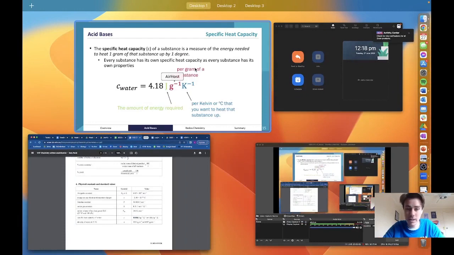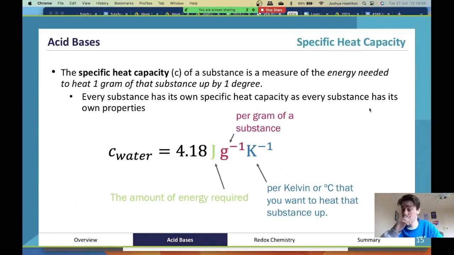You are provided the value in all year 12 exams, and you should be provided it in all year 11 exams. It's expected that you know to go to your data booklet and obtain this value. They won't put the value in the question because you need to go to the data booklet or remember it. The units you don't really need to remember because it doesn't really come up and you never really have to write it down. But in this case, we usually use joules per gram per Kelvin.